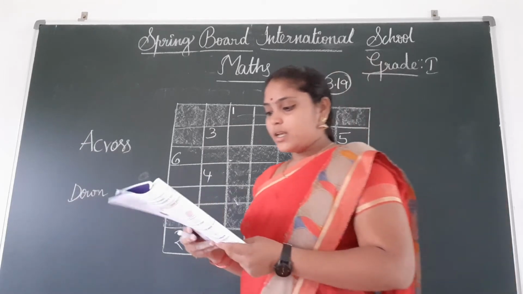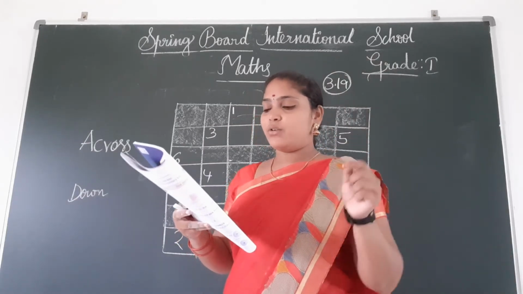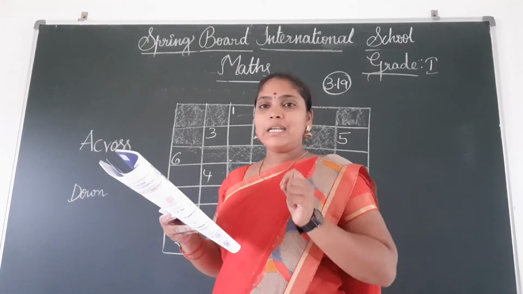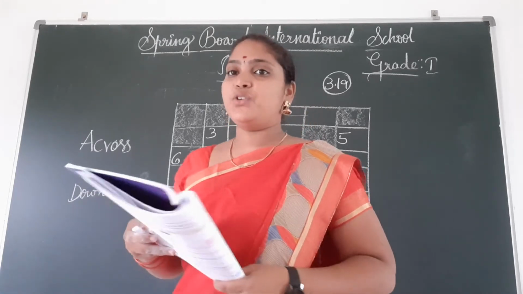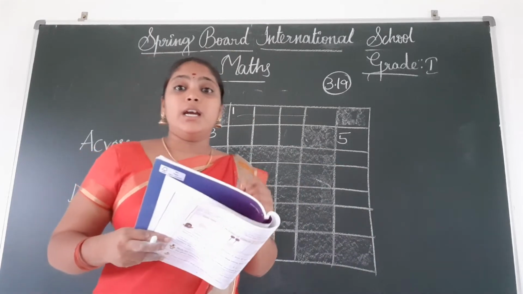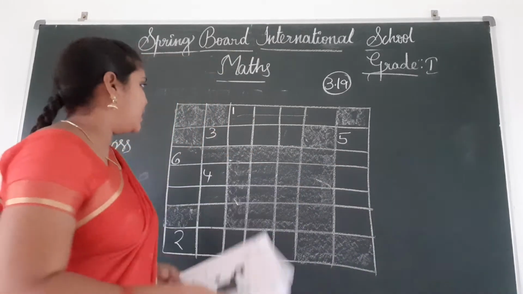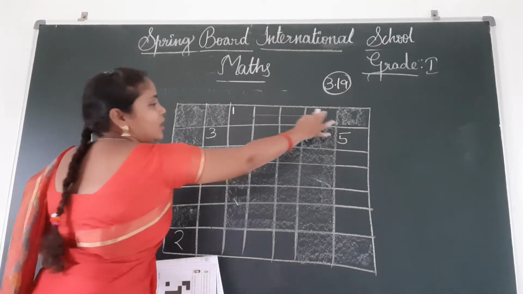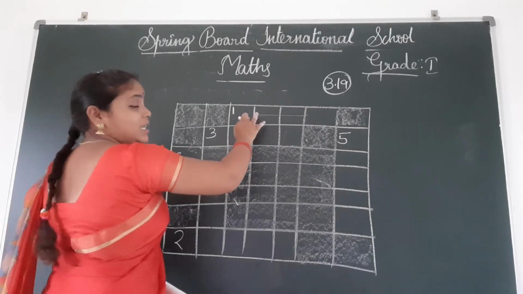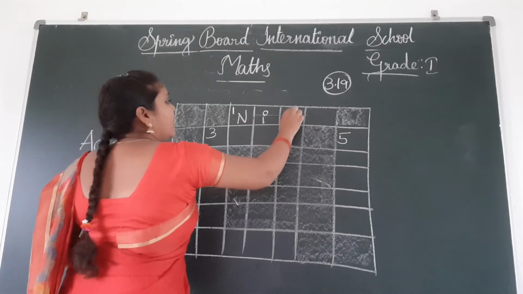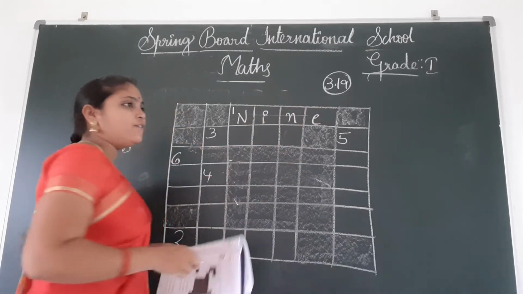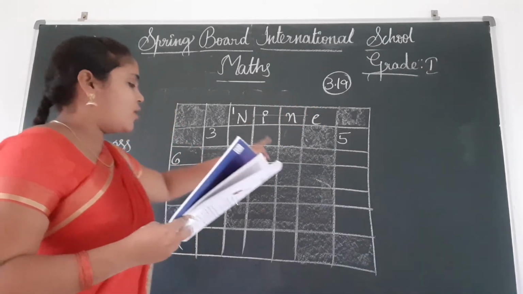Okay, first one. In across you have to observe the first one. What comes just after 8? Which number comes after 8 children? 9. Here you have to write the number like in the first one. Across means you have to write like this. So which number comes after 8? 9. Write each letter in each box.